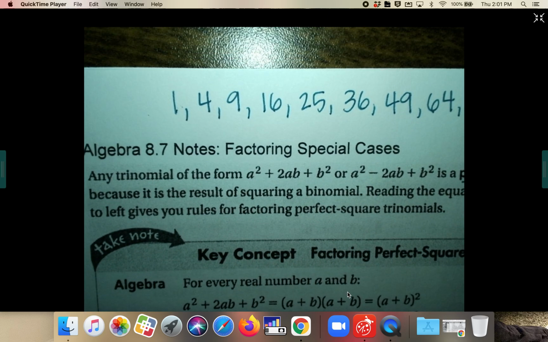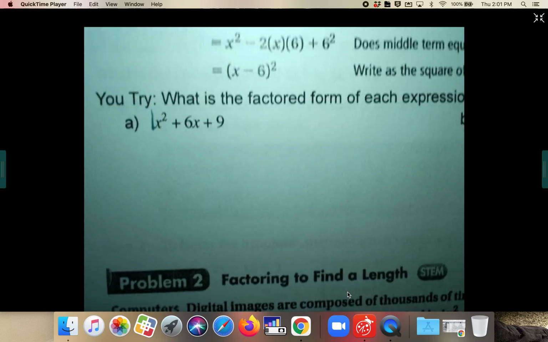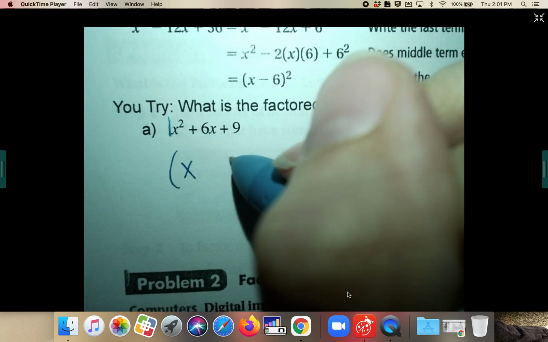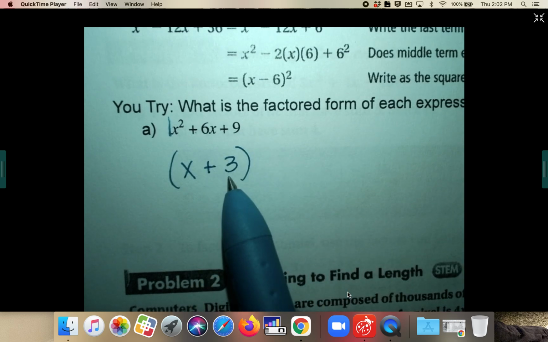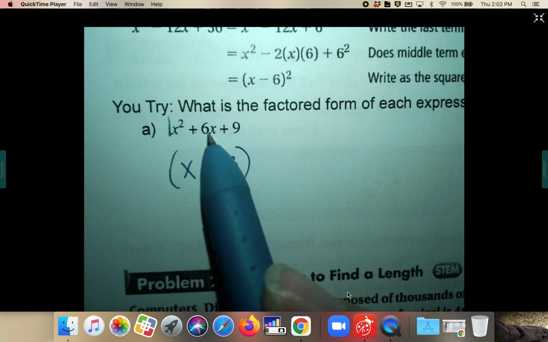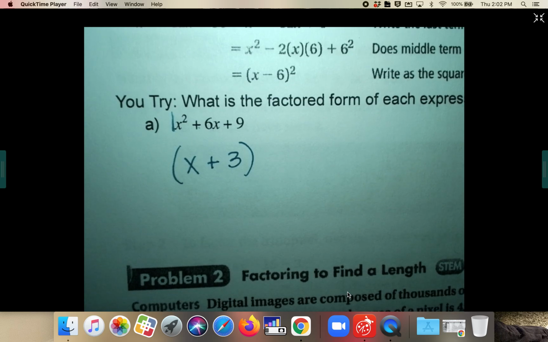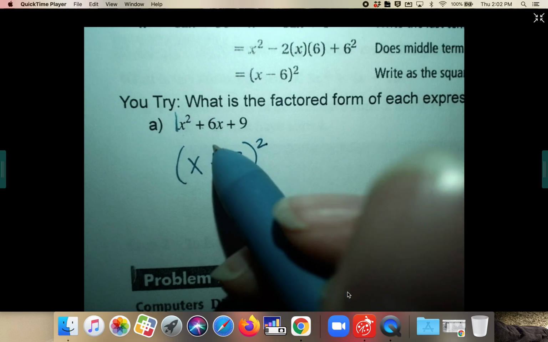I can go check at the top of my paper. 9 is a perfect square because it's 3 times 3. So let me write this down. And they're all pluses, so it's going to be plus. Is 3 times 3 9? Yes. Is 3x doubled 6x? Yes. So the answer to the factored trinomial x squared plus 6x plus 9 is just x plus 3 squared.